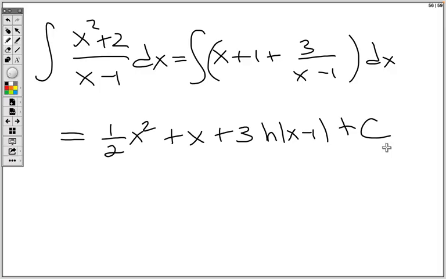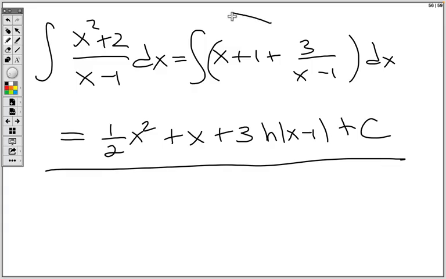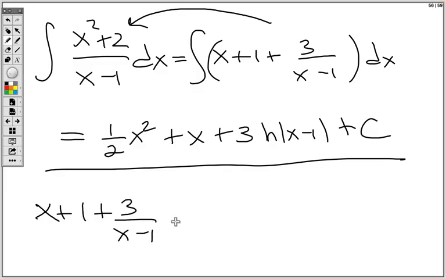Now, if you want to check your answer here, you want to start by taking the derivative. The derivative is going to get you back to the integrand. How do we get back to here? How do we undo that long division? Well, I just want to take a minute for this little algebra note here. We can undo this long division by getting common denominators. I can think of x plus 1 as x plus 1 over 1. So the common denominator would be x minus 1.